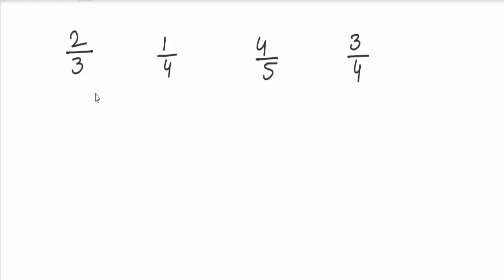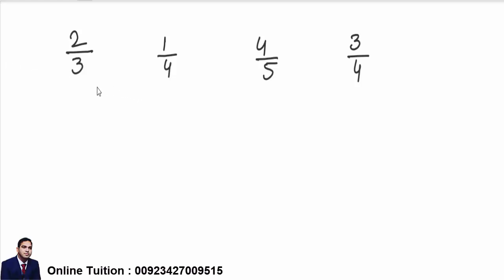In this video, we will learn how to rank fractions from greatest to lowest value, or you can say lowest to greatest value. These are the fractions: 2 over 3, 1 over 4, 4 over 5, and 3 over 4. These are four different fractions with different denominators. How to rank them? First of all, we need to find the common denominator.